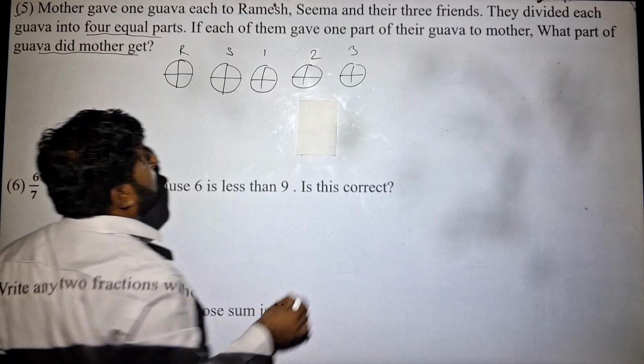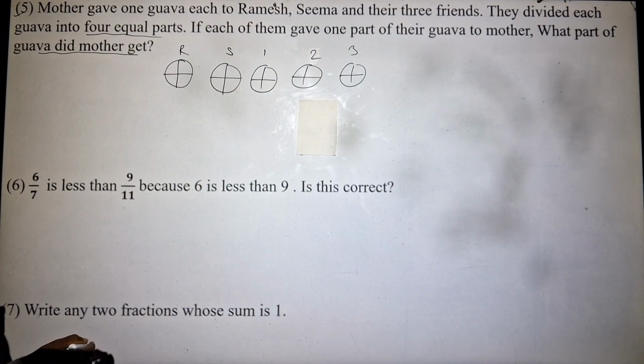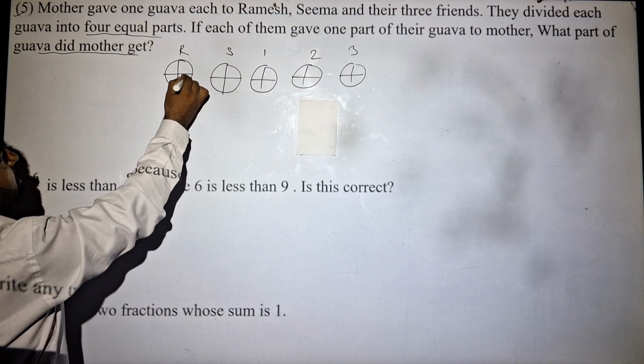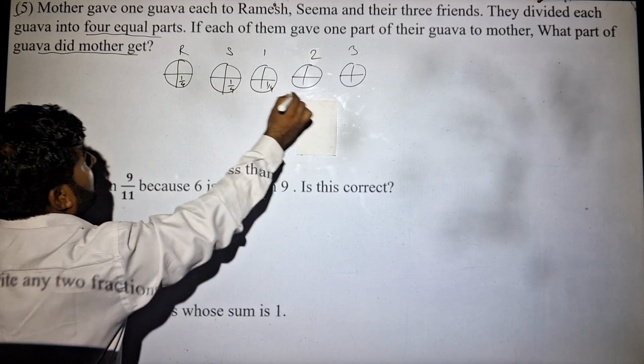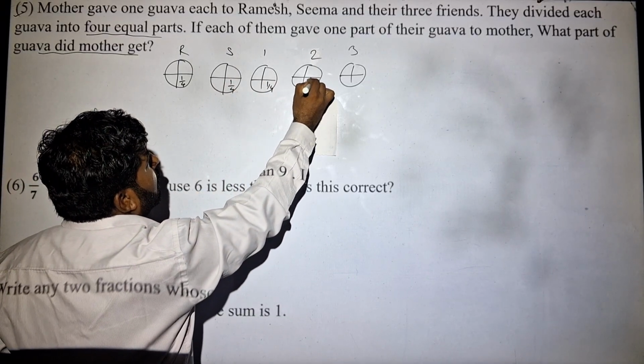Now each of them gave one part. One part means 1 by 4, one part means 1 by 4 to the mother.